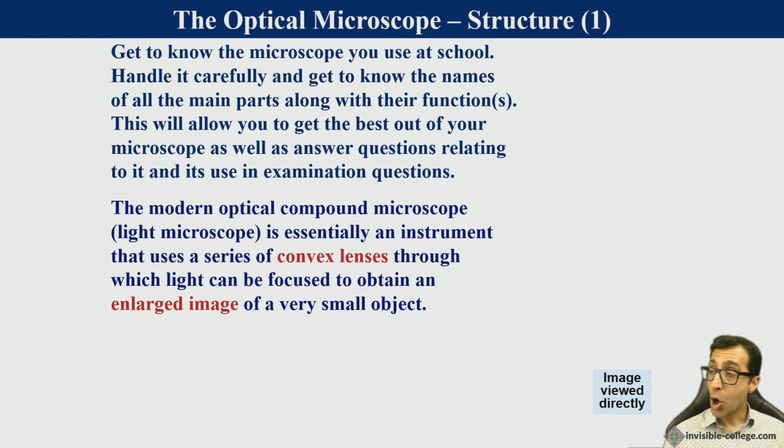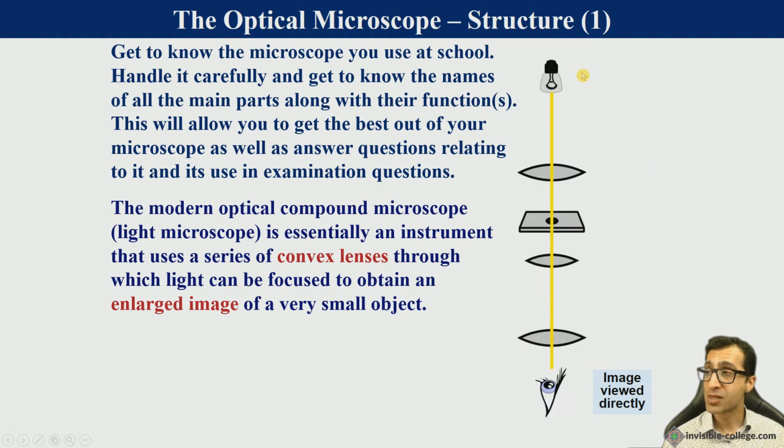So, the modern optical compound microscope or light microscope is essentially an instrument that makes use of a series of convex lenses through which the light can be focused to obtain an enlarged image of the specimen. This diagram shows the series of parts of the microscope through which the light travels in its path from the source of light to your eye. You have a light source, which in an optical microscope is typically either a bulb or external light, which has been reflected onto the specimen stage.